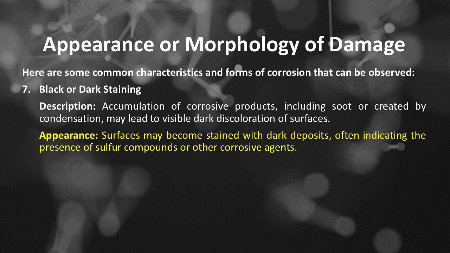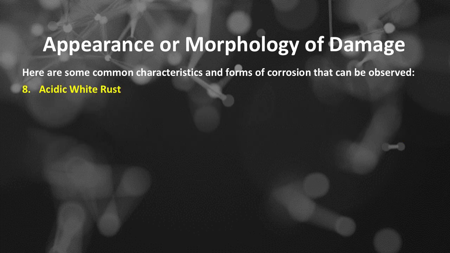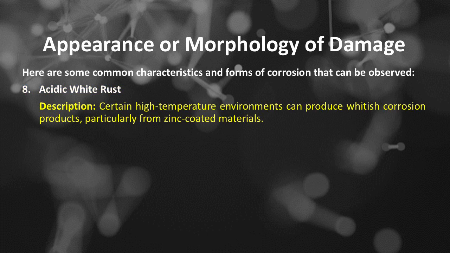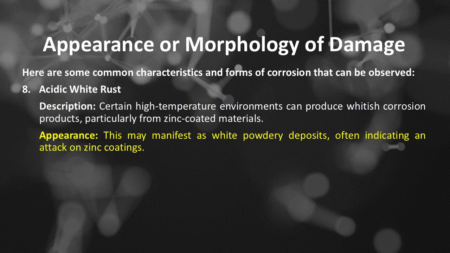Black or dark staining appearance: surfaces may become stained with dark deposits, often indicating the presence of sulfur compounds or other corrosive agents. Number 8 is acidic white rust. Acidic white rust description: certain high-temperature environments can produce whitish corrosion products, particularly from zinc-coated materials. Acidic white rust appearance: this may manifest as white powdery deposits, often indicating an attack on zinc coatings.